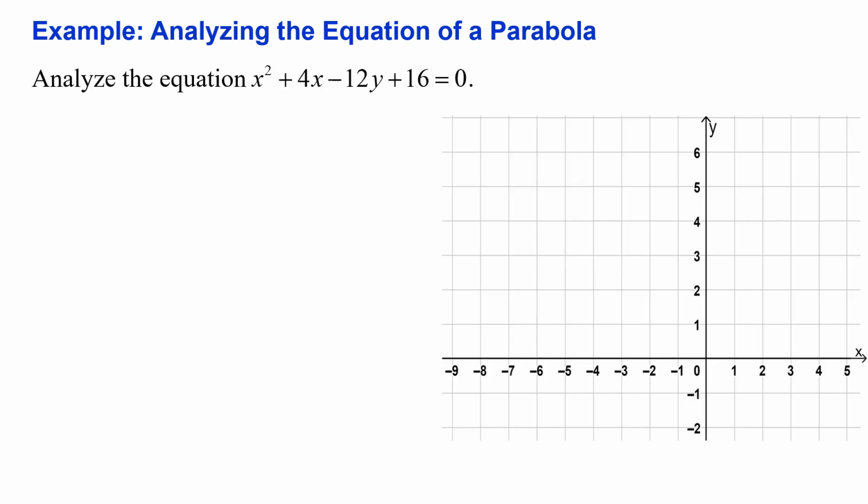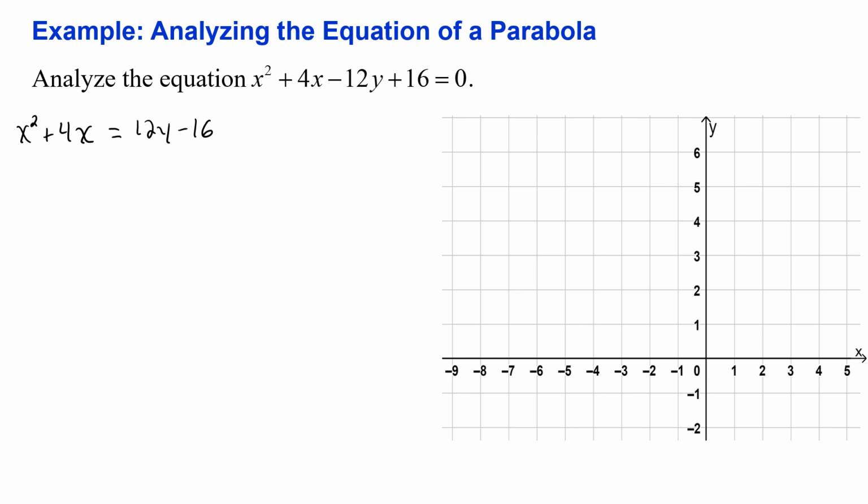In this example, we're told to analyze the equation of the parabola x squared plus 4x minus 12y plus 16 equals 0. Now, to analyze this equation, we first need to complete the square involving the x variable. And to do that, we want to isolate the x variable on the left side of the equation and write the equation as x squared plus 4x equals 12y minus 16.